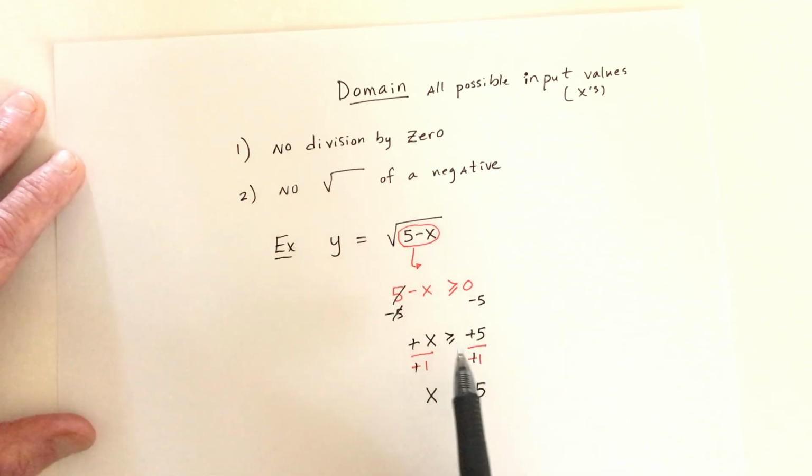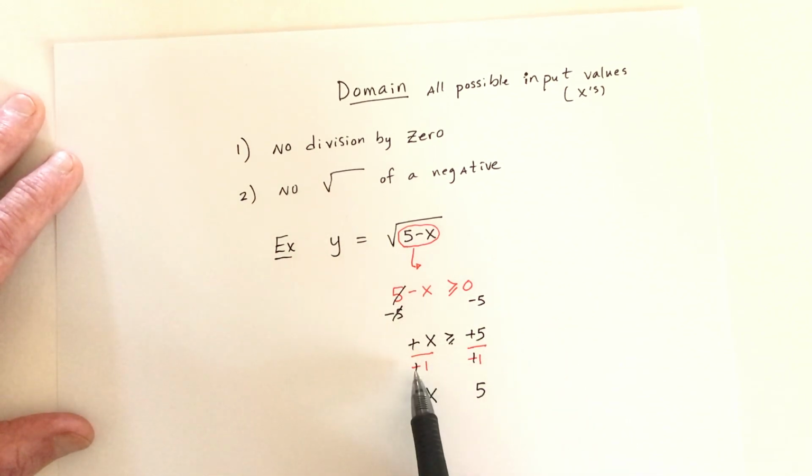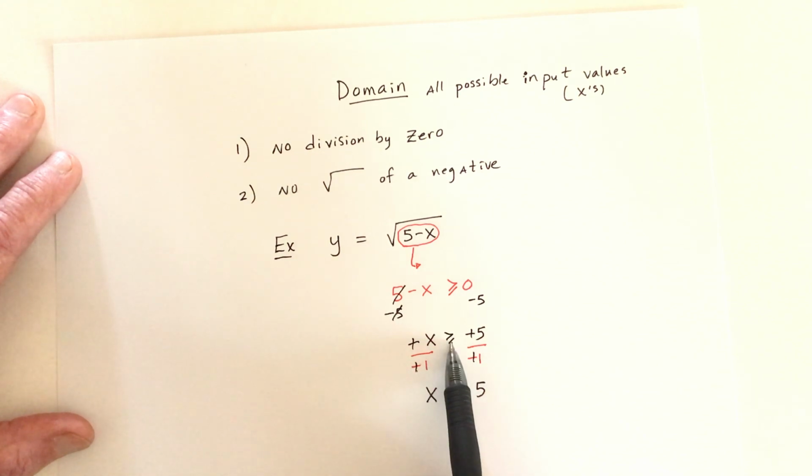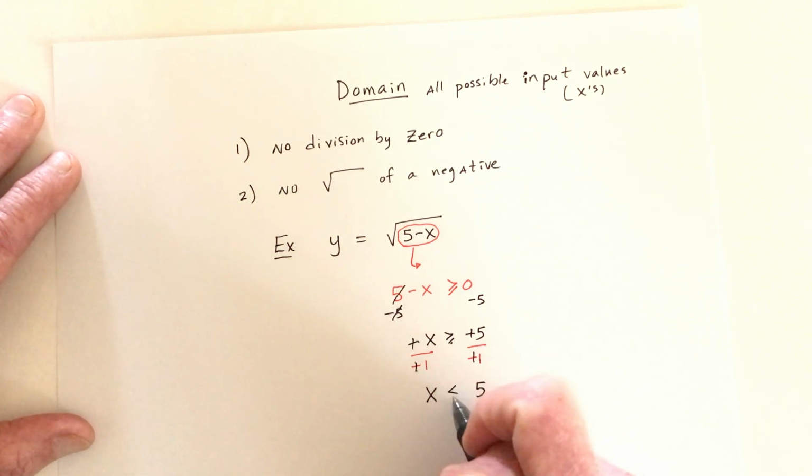Now, one important thing is when you have an inequality and you multiply by a negative or divide by a negative, it's going to switch the direction of the inequality. So it's going to be less than or equal to 5.